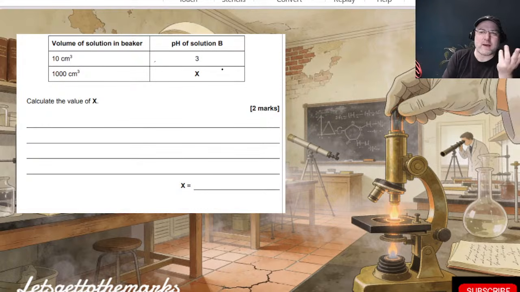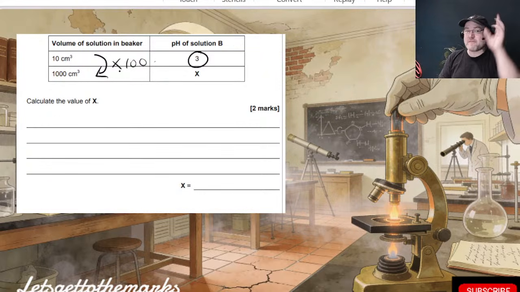This is the pH one. It's only a couple of marks, but pH 3. How many times weaker have I made it? I've gone from 10 to 1,000. That's 100 times weaker. Each pH is a factor of 10. So I've gone from pH 3 to pH 5. So I've made it weaker by diluting it by 100 times, which is 10 times 10. Each factor of 10 is worth 1 pH. The higher the pH, the more dilute the hydrogen ion concentration is. Okay, so the value of X is 5 there.